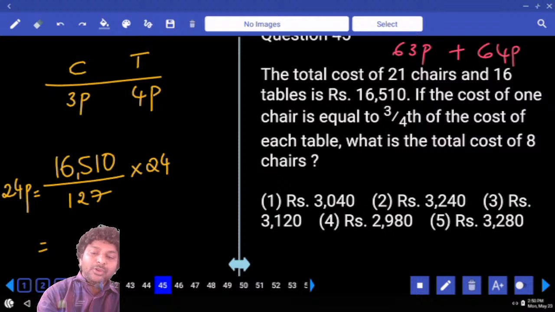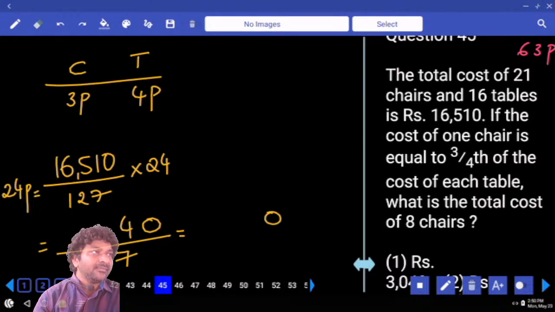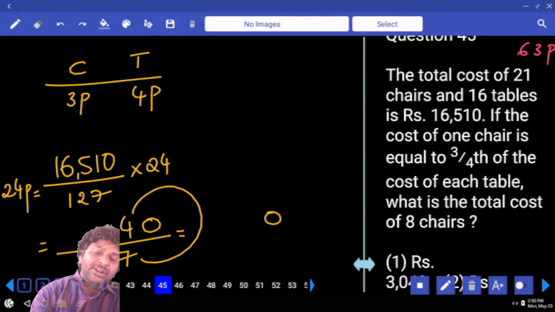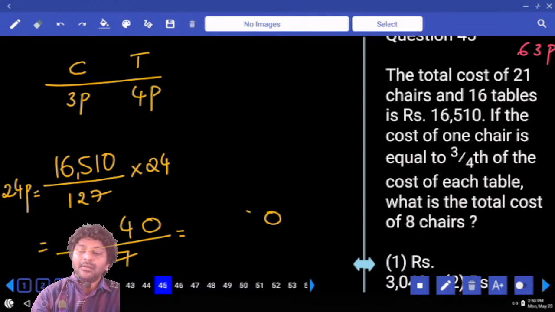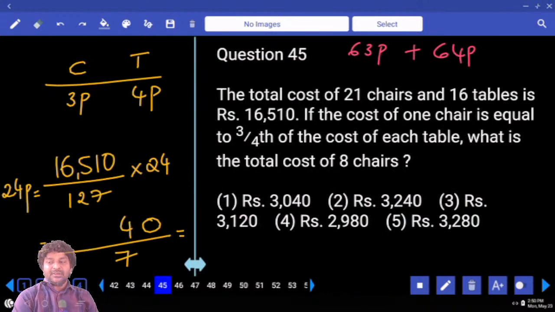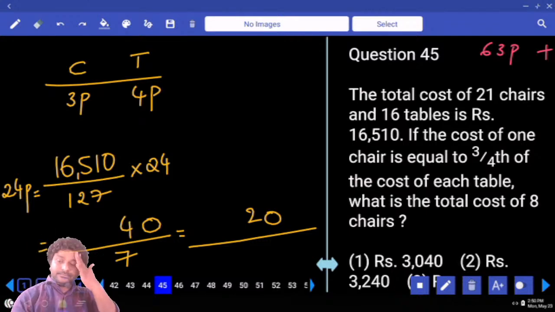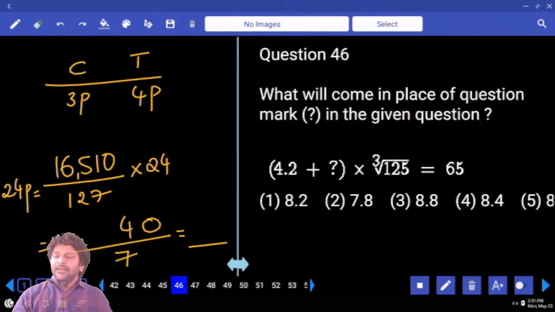That must be equal to 16,510 by 127 into 24. Agreed? Now, in the numerator there is a 0. 1 into 4 ends with 4. The denominator ends with 7. That means here you have a 0, so the final answer should have 0. 7 into which number ends with 4? 2. That means the answer must end with 2 0. Option third. The answer must end with 2 0. Okay?